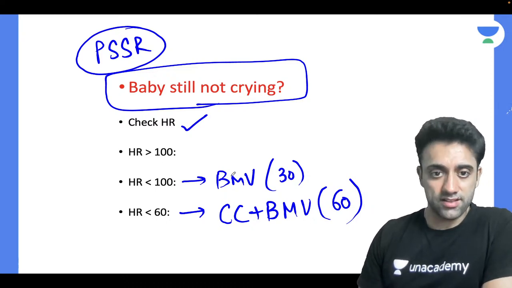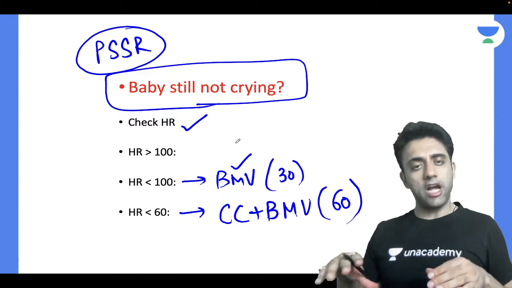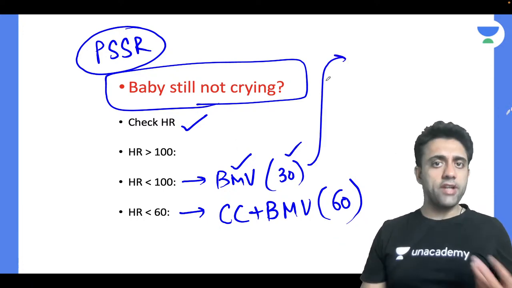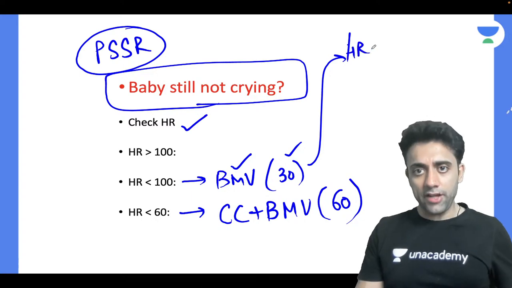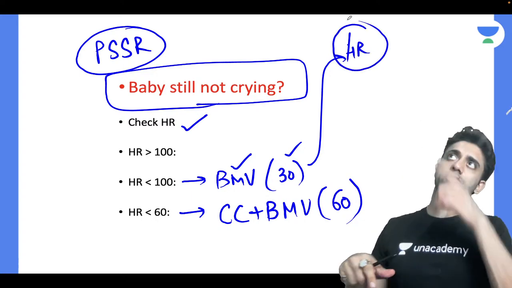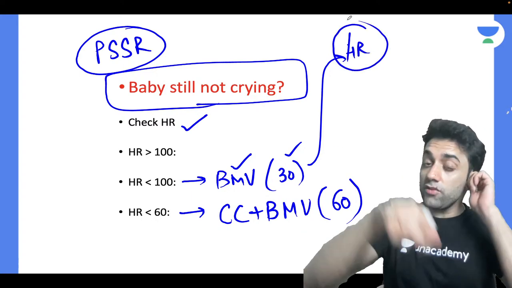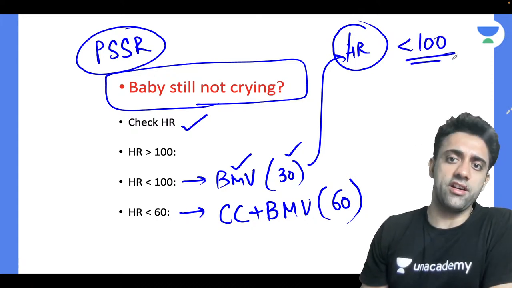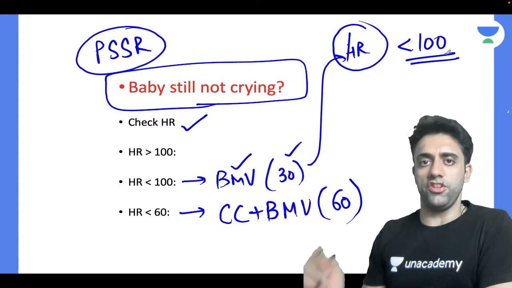Now my next question is, bag and mask, how long should I do bag and mask? 30 seconds. After that, what should I do? Check the heart rate again. Are you understanding? You'll see the stopwatch and do it for 30 seconds, then you will check the heart rate. If the heart rate is again less than 100, then what will you do?